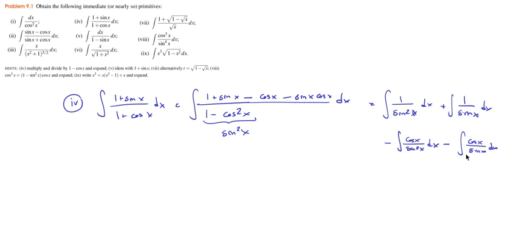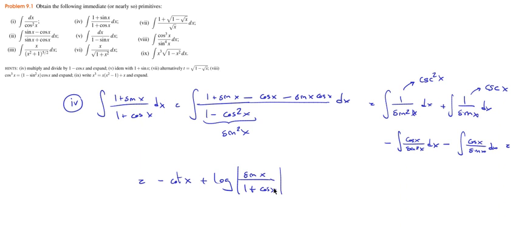In other words, the primitive of the cotangent. So the primitive of 1 over the sine squared, the cosecant squared of x, is minus the cotangent of x. Then the primitive of the cosecant, which we have seen in theory, is plus the logarithm of the absolute value of the sine divided by 1 plus the cosine.